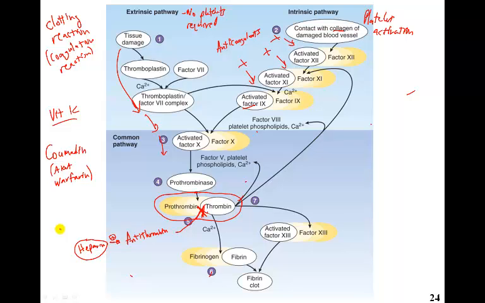Heparin, on the other hand, the disadvantage of heparin is that it doesn't last very long. You couldn't take it at home because it has to be given IV, and once you stop the infusion, the effect wears off in about half an hour. So you couldn't take it at home. You can only do it in the hospital.